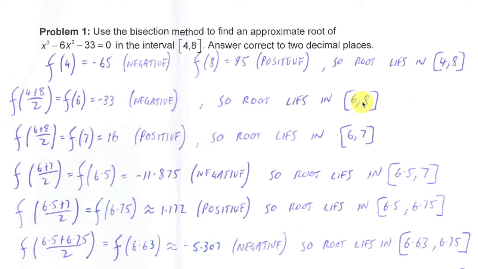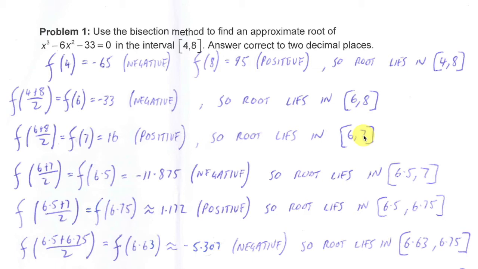The next thing I'm going to do is explore halfway between that. So f of 6 plus 8 on 2, which of course is f of 7, that produces 16. This is positive. So again, my solution can lie between 7 and 8, but we know that f of 8 produces a positive and f of 7 is a positive, so that's not going to be the case. Instead, the solution must lie between 6 and 7 because f of 6 produces a negative and f of 7 produces a positive. So I can say with confidence that it lies between 6 and 7.